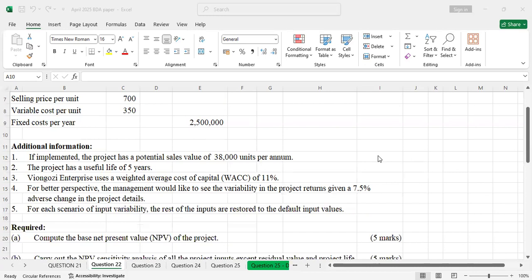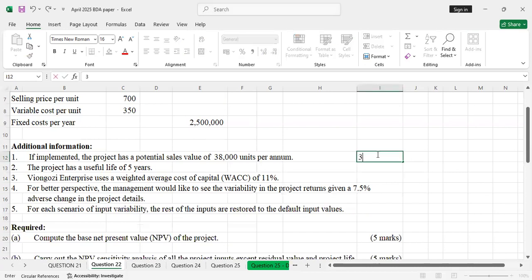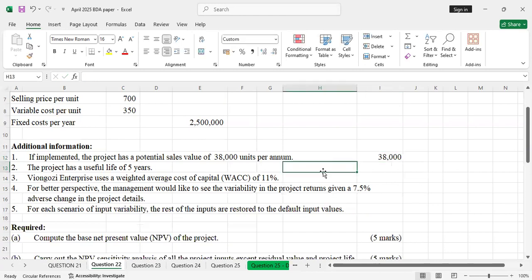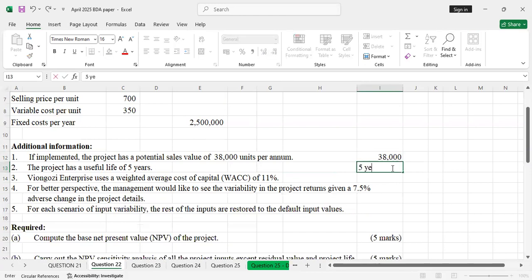So we'll have 38,000 units per annum. The project has a useful life of 5 years. Viongozi Enterprises uses a weighted average cost of capital of 11%.